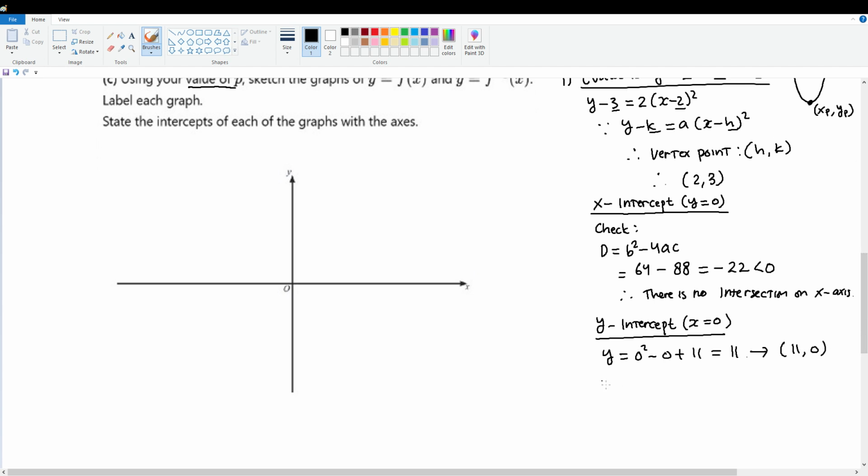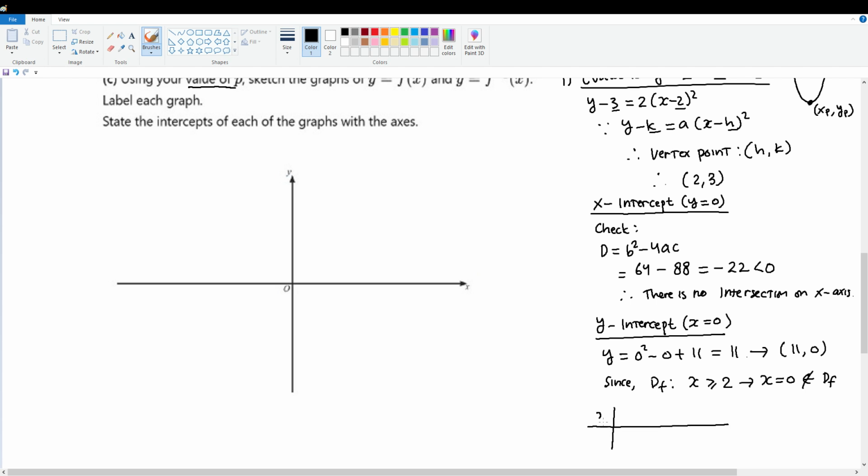But remember, since the domain of our function must be greater than or equal to 2, our conclusion is that x equals 0 does not belong to the domain. So in this graph, we don't need to draw the location of the y-intercept. Okay, and to draw the curve, you need at minimum two coordinate values.